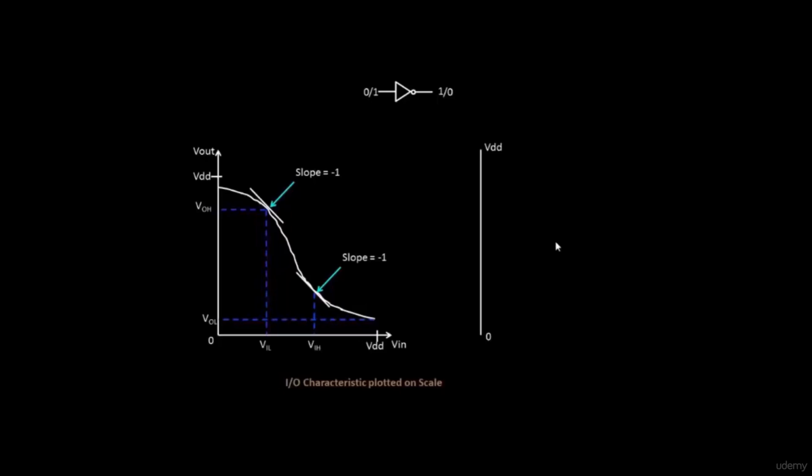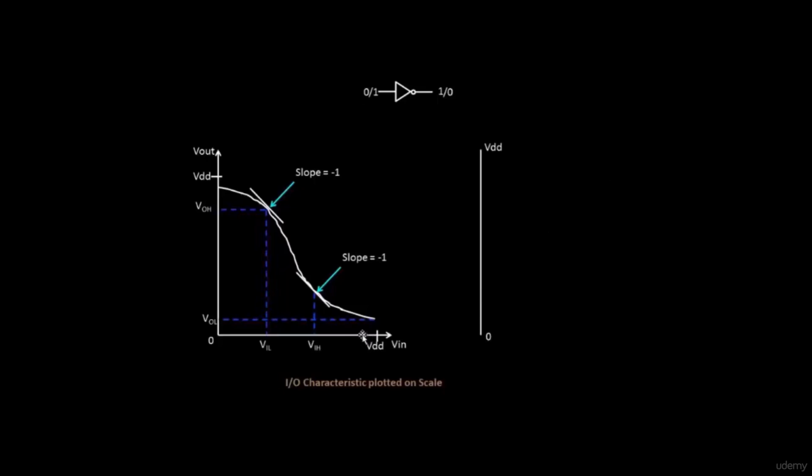Hello everyone. Let's continue to plot the VIL and all the voltage levels that we have attained in this particular graph onto this particular scale. So what we are trying to get over here is the noise margins. Noise margin will basically define the input voltage range and the output voltage range, and basically where your input voltage should lie and so on.